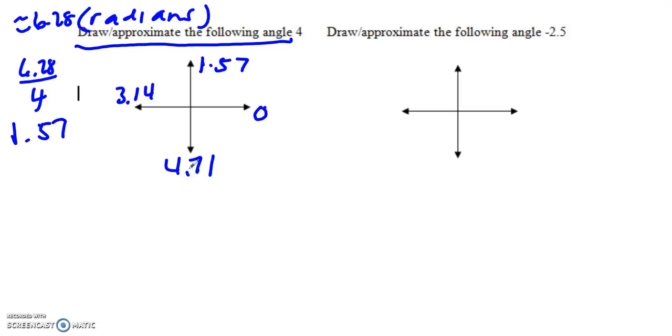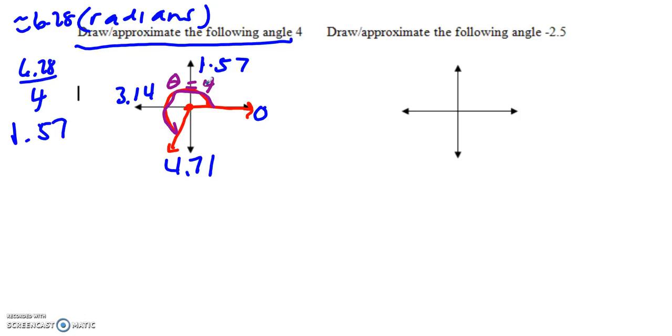And so if I ask you to draw or approximate the following angle of 4, what you could do is say, let me start here. Let me draw my vertex and my terminal side, like the last video. If I want to draw an angle of 4, I'm going all the way around and getting close, because we have 4.71. So I'd say that we end right about here. And this, in purple, would be my theta in radians of 4.